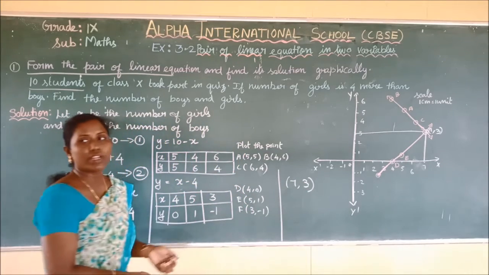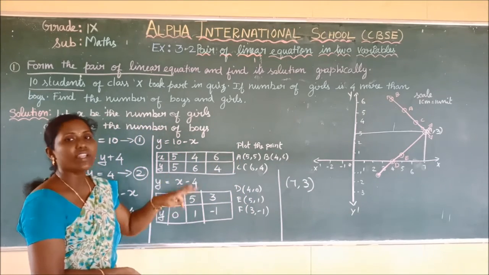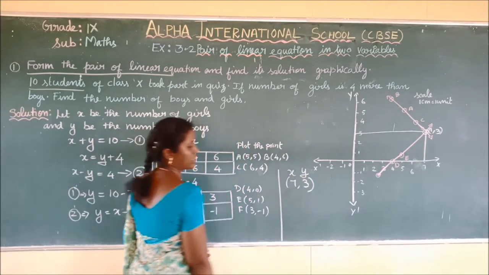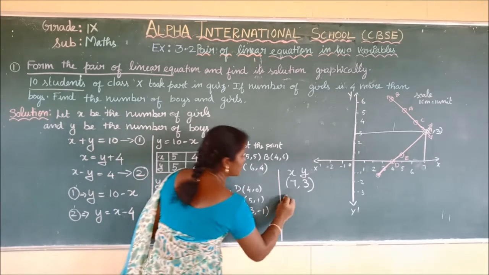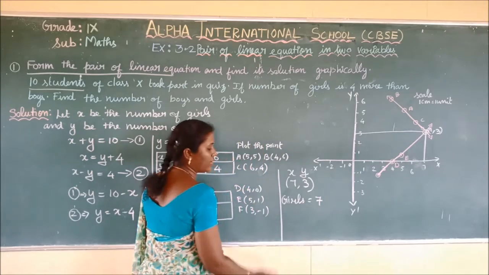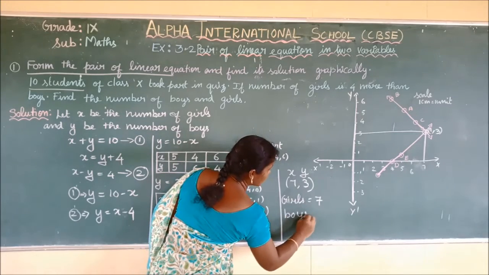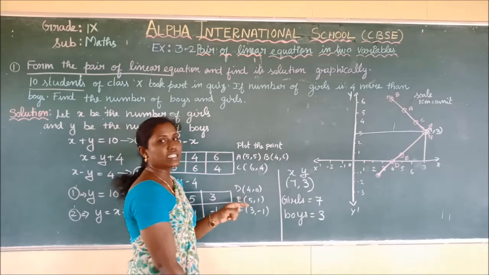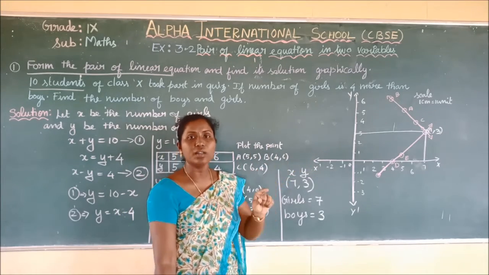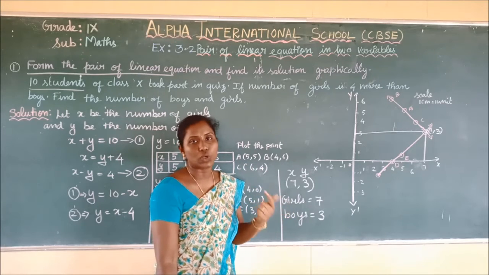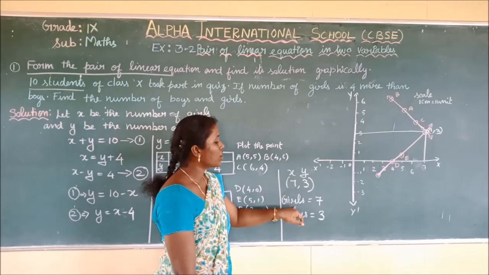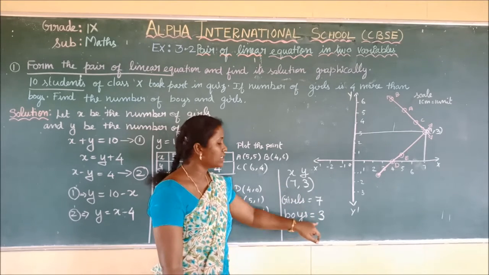The pair of linear equations here intersects at 7 comma 3. 7 is the x coordinate and 3 is the y coordinate. That means the number of girls is equal to 7 and the number of boys is equal to 3. Also analyze the nature of the solution. If the two graphs intersect at a single point, it has a unique solution, only one solution. So the number of girls is 7 and the number of boys is 3.